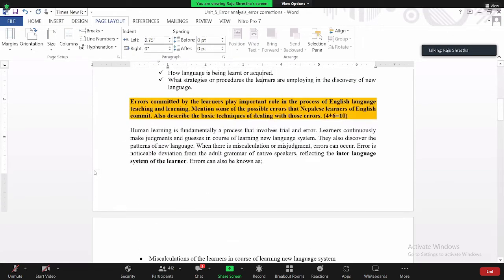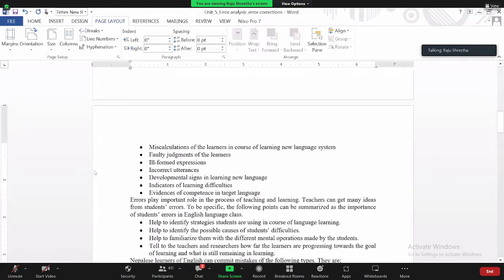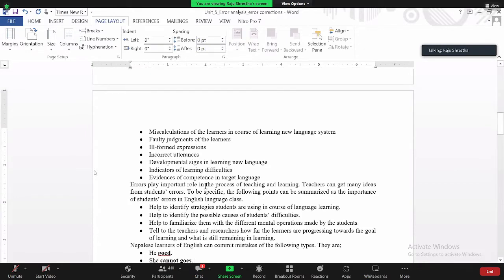You have to write a bit about error. Now from this error, what kind of benefits or help teachers and researchers receive in course of dealing with English language teaching and learning in English class. Some points are mentioned here, like errors play important role in the process of teaching and learning. We understand this. Teachers can get many ideas from students' errors. New ideas teacher can get from the errors produced by the learners or students.